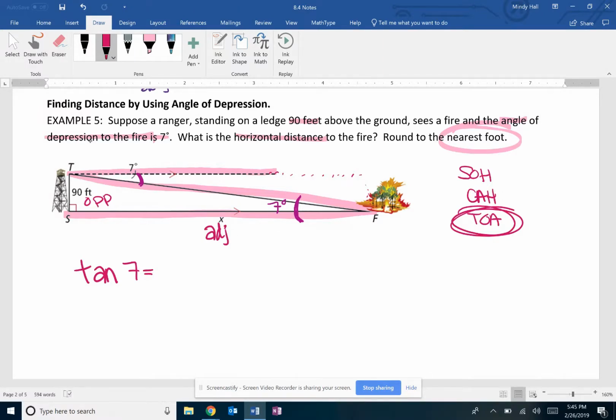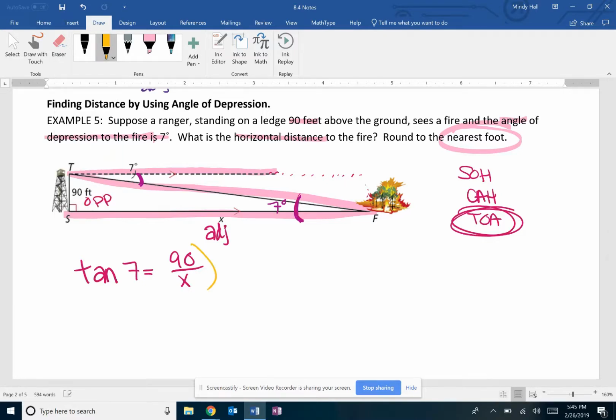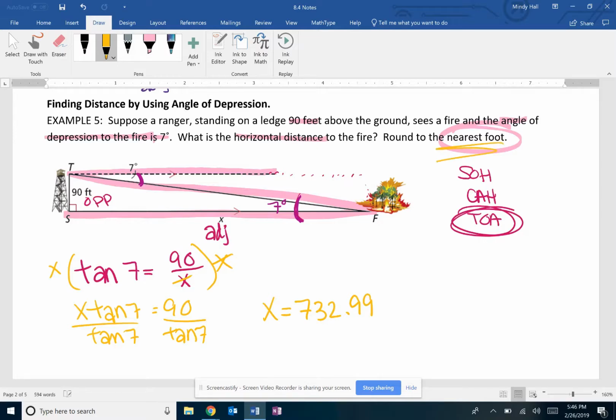But we're doing tangent of 7 degrees, so that we're referring to that angle is opposite over adjacent. So then to solve this, we're going to multiply both sides by x. And then we have x times tangent 7 equals 90. So then we will divide by tangent of 7. And x equals 90 divided by tangent of 7, which is 732.99. So again, nearest foot, we are going to have 733 feet.